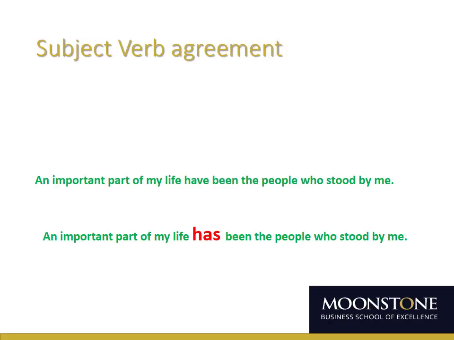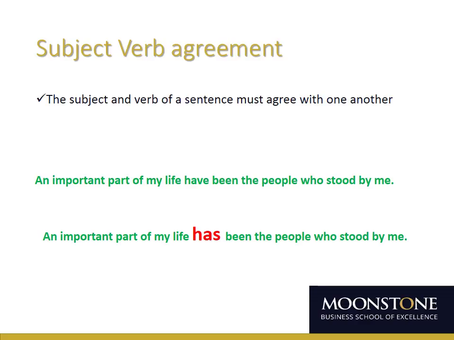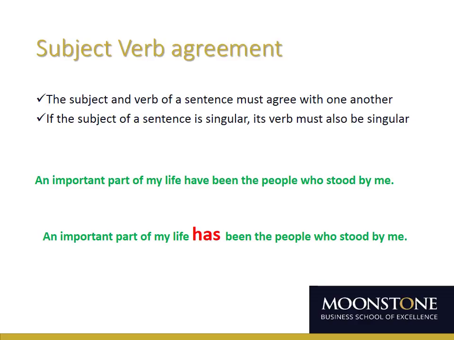The third sentence construction error is called the subject-verb agreement error. The subject and verb of a sentence must agree with one another. If the subject of a sentence is singular, its verb must also be singular. If the subject is plural, the verb must also be plural. Let's look at the example below. An important part of my life have been the people who stood by me. The correct version is, an important part of my life has been the people who stood by me.